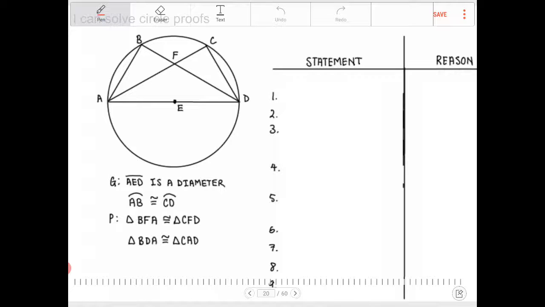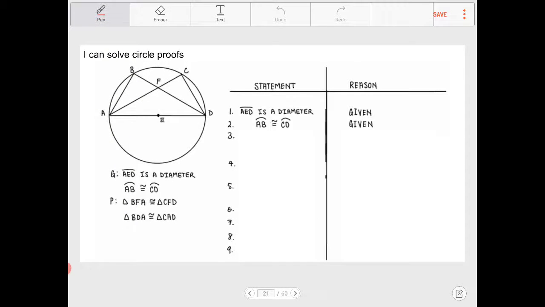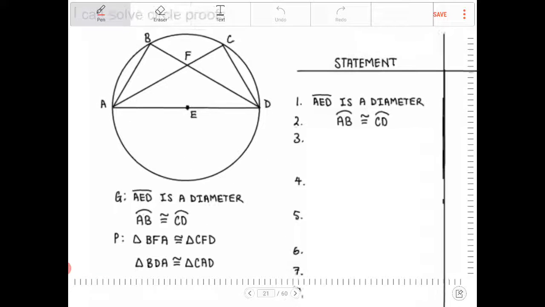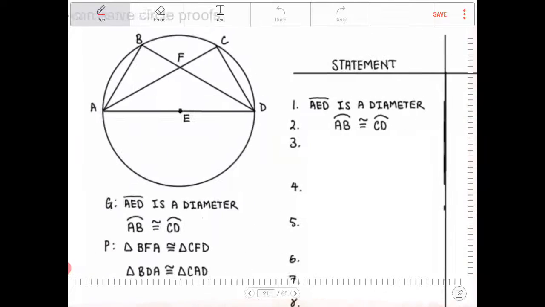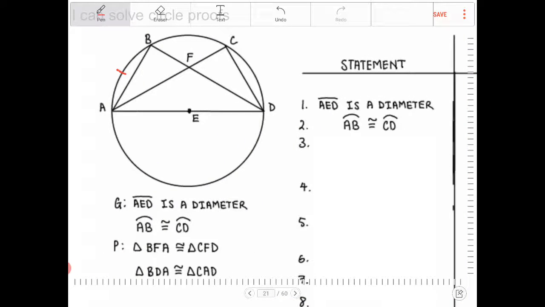Okay, hopefully you guys had some time to think about this. So AED is a diameter, and we have arc AB congruent to arc CD. Let's put that into the given statements. Recognizing that arc AB is congruent to arc CD, I can then declare that chord AB is going to be congruent to chord CD because congruent arcs intercept congruent chords, or congruent chords intercept congruent arcs.